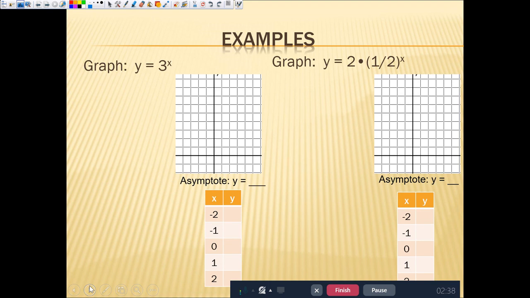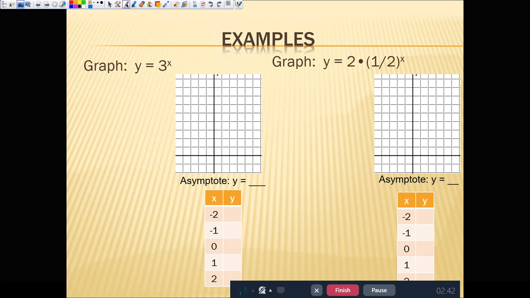So is there anything being added on to this equation? No. So my horizontal asymptote is y equals 0. That means that my graph is never going to cross 0, my x-axis here. So I made an xy table. I have my values -2, -1, 0, 1, and 2. I'm going to substitute these values in for x in my equation and find y.